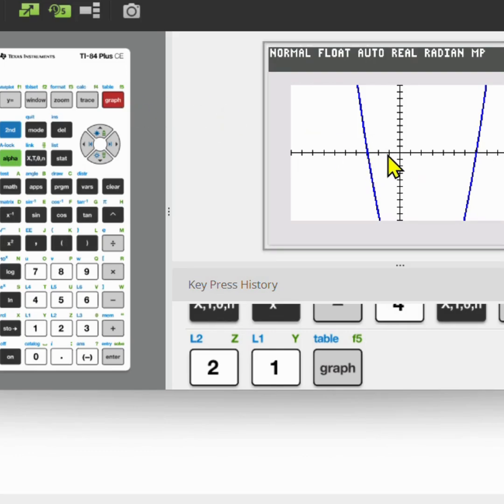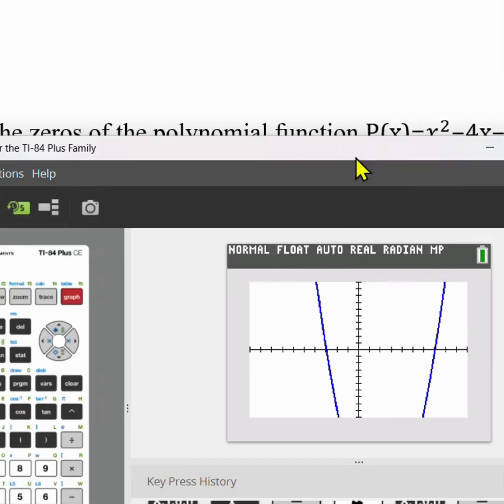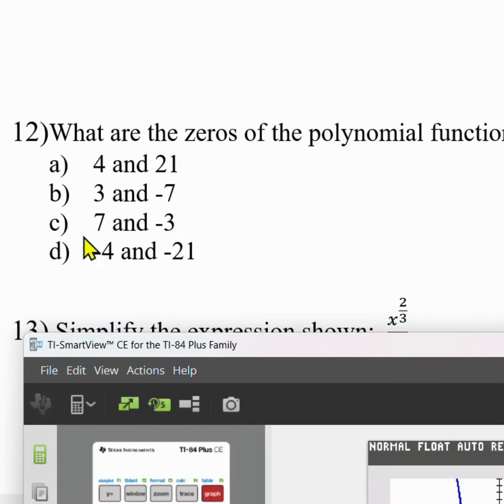But here we can tell the first zero is at -3. The second zero is at 1, 2, 3, 4, 5, 6, 7. So -3 and 7. Let's see if one of those answer choices matches up. There we go. Answer C is going to be the one that we choose.